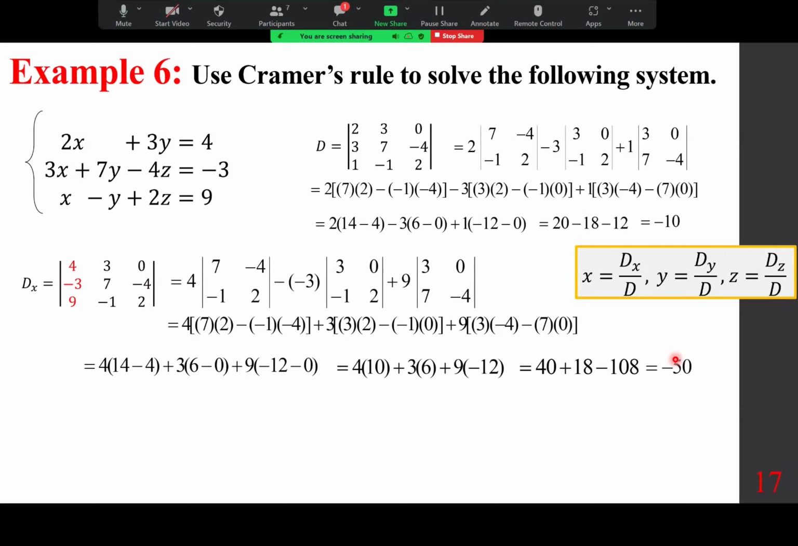Since I have them, I'm going to show you, but you really don't have to take that many steps. Now, the next one, we go back to the D, we change this one for Y, D sub Y. We change this one to 4, negative 3, 9. Notice, this one has been changed.